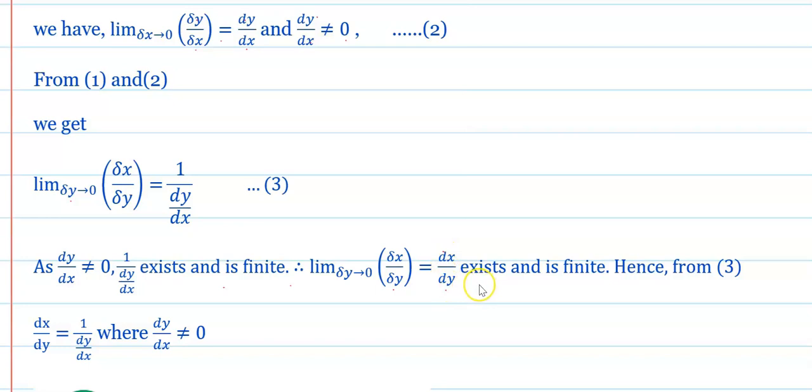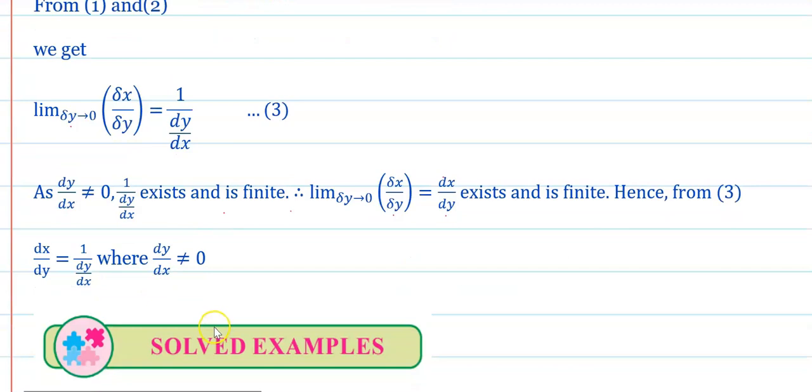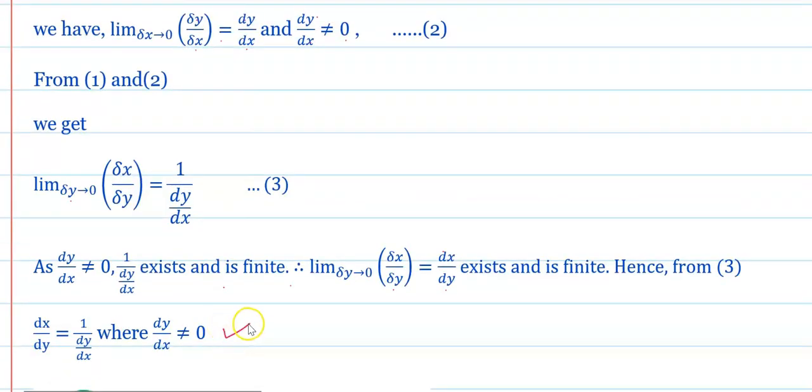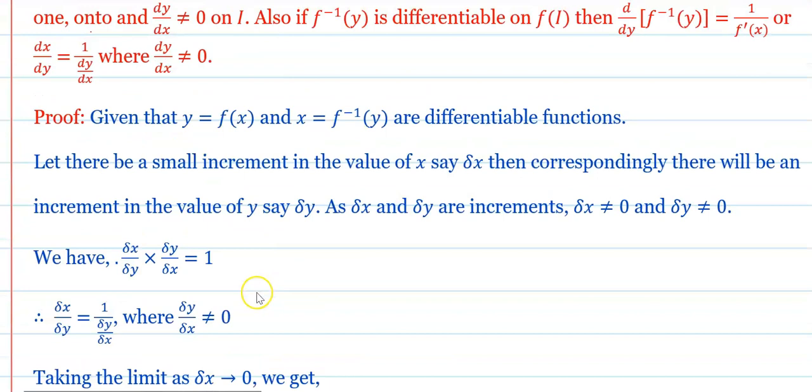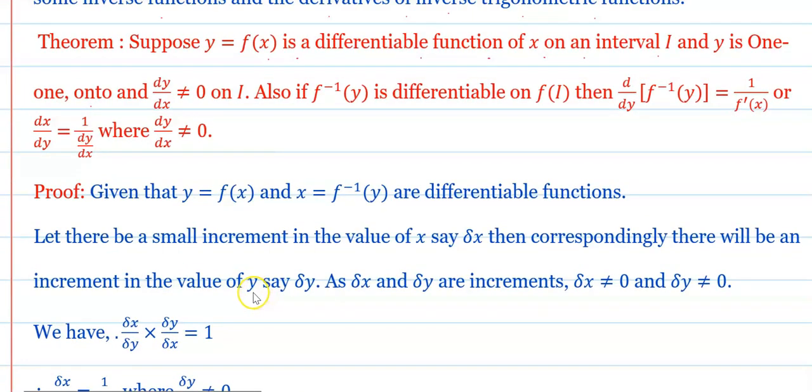तर त्याची something value मिळेल आपल्याला, and it is finite, and hence from 3 we will replace this limit delta y tends to 0 of delta x upon delta y as dx upon dy, and hence dx upon dy is equal to 1 upon dy by dx, where dy by dx is not equal to 0. Okay, आणि म्हणून हा एक इम्पॉर्टंट थेरम आहे. 2-3 वेळा जर तुम्ही दिला तर 100% ते तुमच्या लक्षात राहणार आहे. आणि मेन थीम काय की हीच मेन थीम आहे त्याची, म्हणजे dx upon dy is equal to 1 upon dy upon dx.